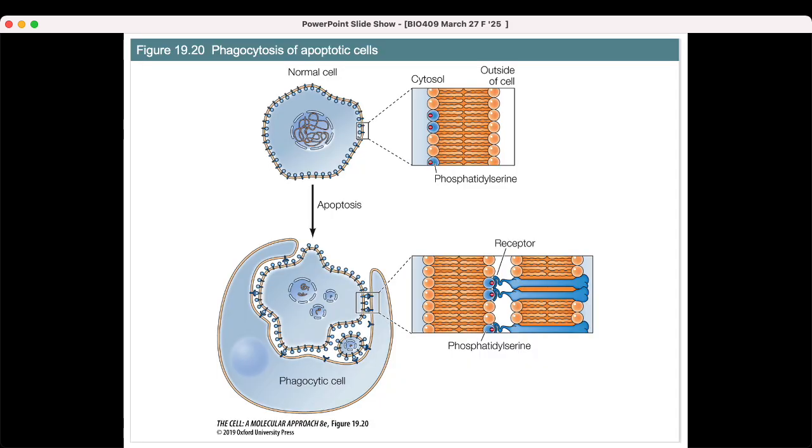Because here's the deal with apoptosis. The story is that there are these steps in apoptosis that all eukaryotic cells do to go through apoptosis.